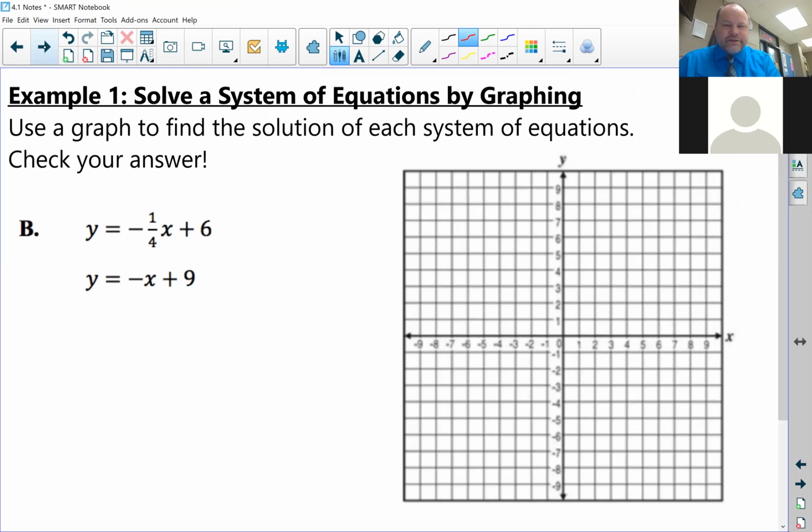All right. Second example. y equals -1/4 x plus 6, and y equals -x plus 9. So again, with this first equation, I'm going to start with my y-intercept at 6. My slope is -1/4, thinking of rise over run. Now be careful here. I'm going to always use the negative with the rise. So instead of going up 1, I'm going to go down 1 because that's negative, and then right 4.